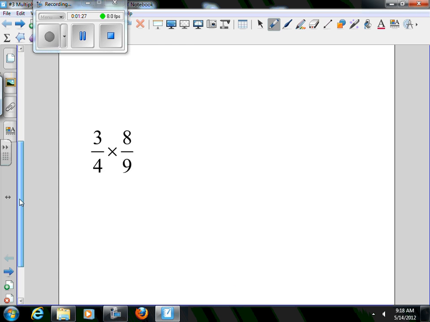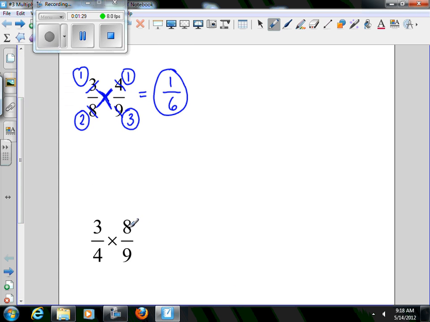Oh, wait a minute. Was it the same one? No, I'm sorry. I had switched that around. Okay. Just similar. Let's go ahead and cross cancel. What number goes into both 4 and 8? What's the biggest number? 4. So 4 goes into 4 once, and 4 goes into 8 twice. Let's do 3 and 9. 3 will go into both of those. 3 goes into 3 once. 3 goes into 9 3 times.